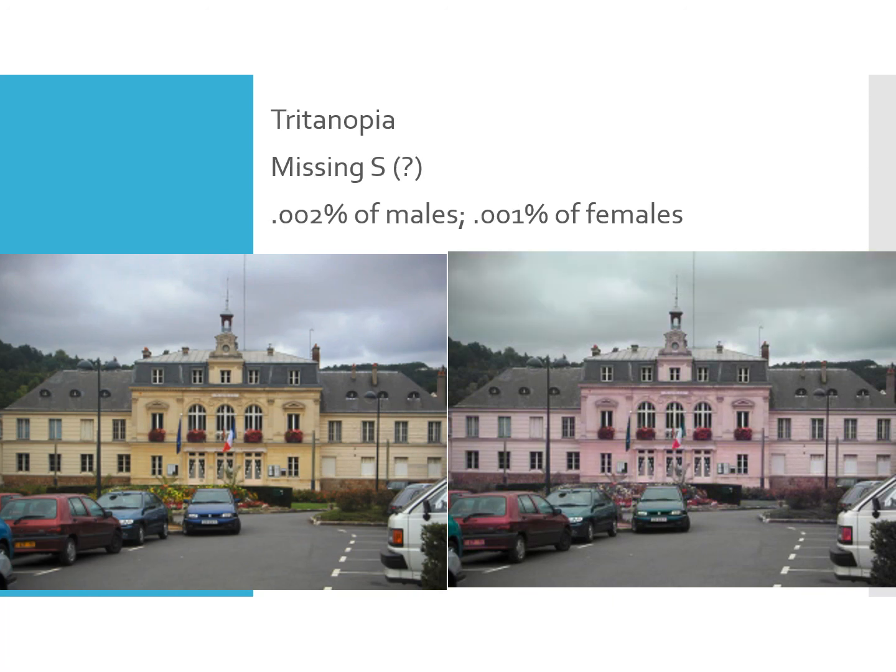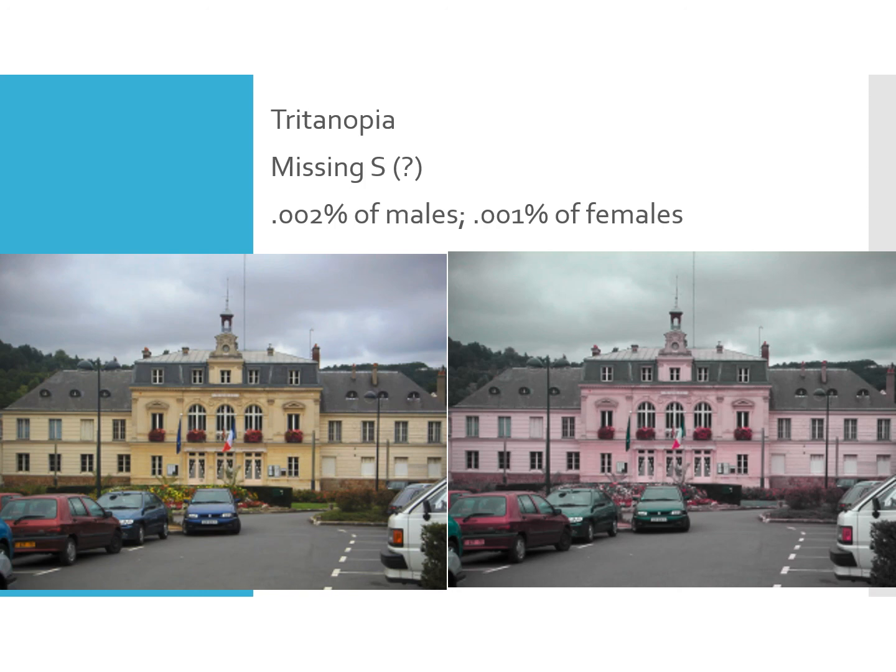And then we have tritanopia, where we assume that what's happening is a missing short wavelength cone. There are fewer people who have tritanopia. It's much more rare. And also there are fewer short wavelength cones. So this is the assumption of what's going on. This is happening in about 0.002% of males, 0.001% of females. So really quite rare.